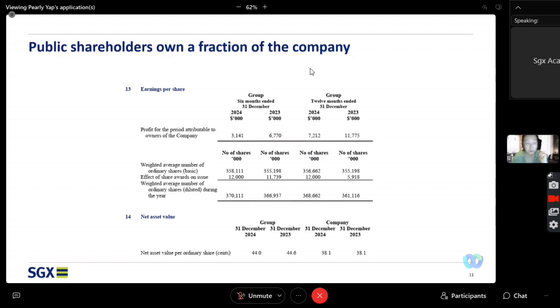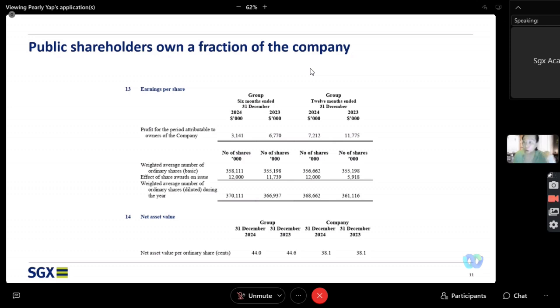So the total number of shares in the company is 370 million. So in this company, you may own a few shares, right? But for purposes of calculation, you look at it on a per share basis, okay. So here you can see, right, net asset value per ordinary share, at the bottom line is 44 cents. 44 cents, right? How do you calculate net asset value per ordinary share?